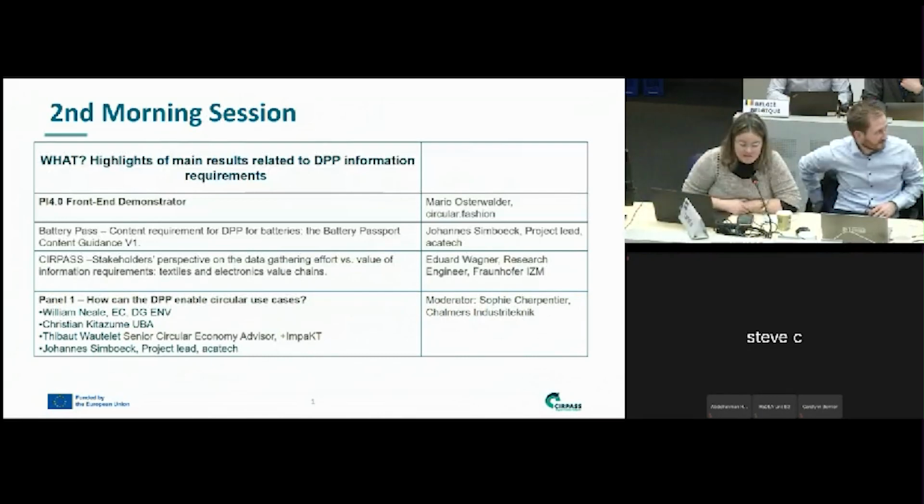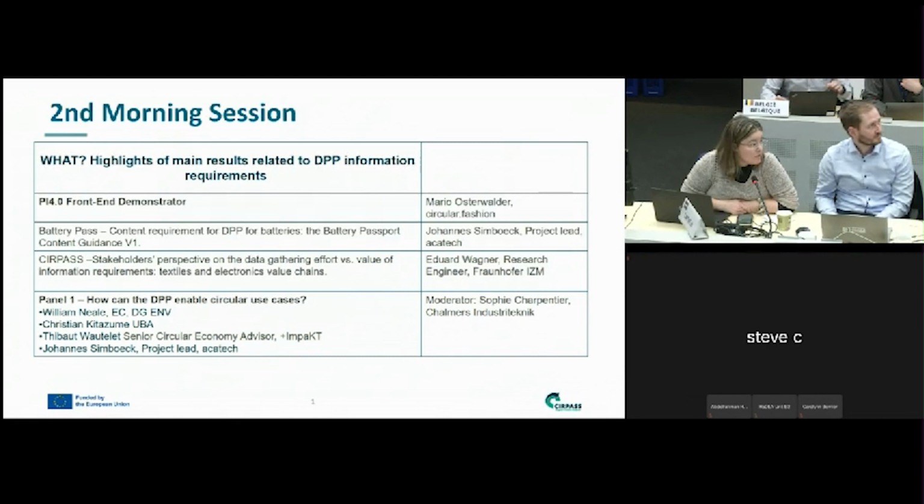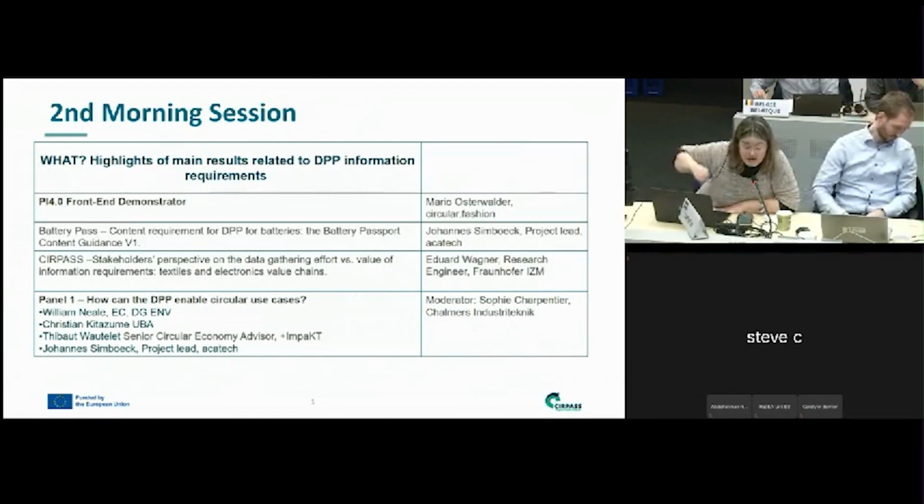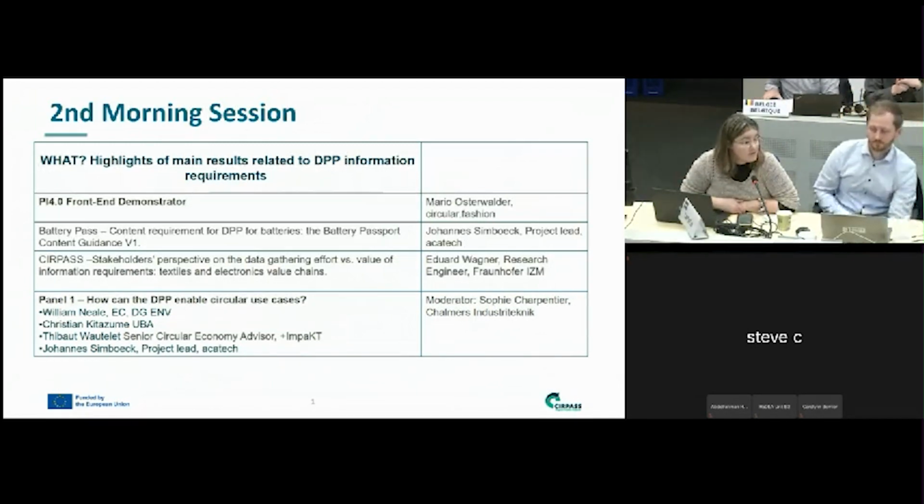Okay, so this second morning session is focusing on results related to DPP information requirements, so the DPP data. We have 3 presentations, including a demonstrator by Mario, followed by a first panel. If the panelists could all go to the right of the room, that would be very useful. Okay, so over to you, Mario.